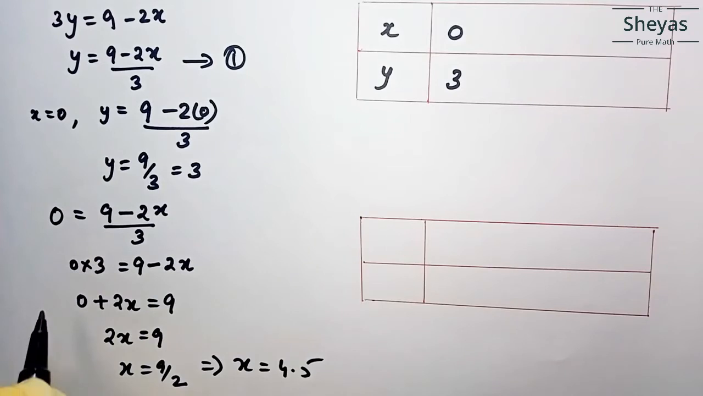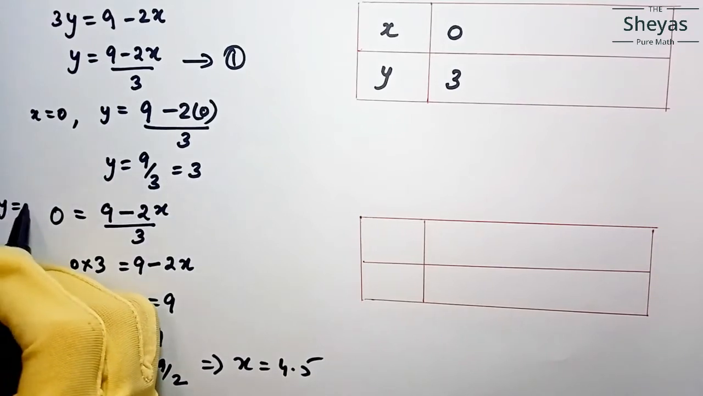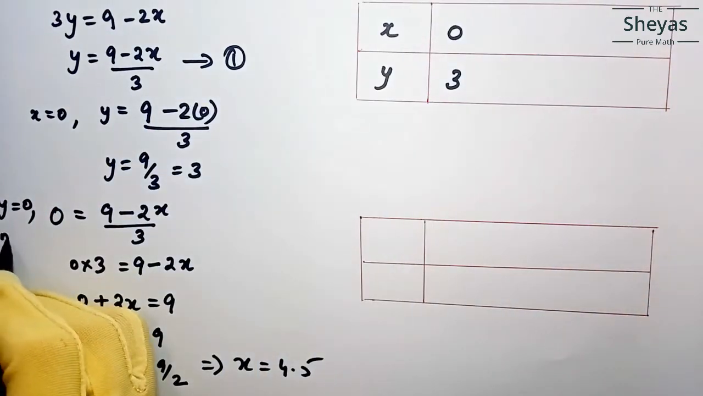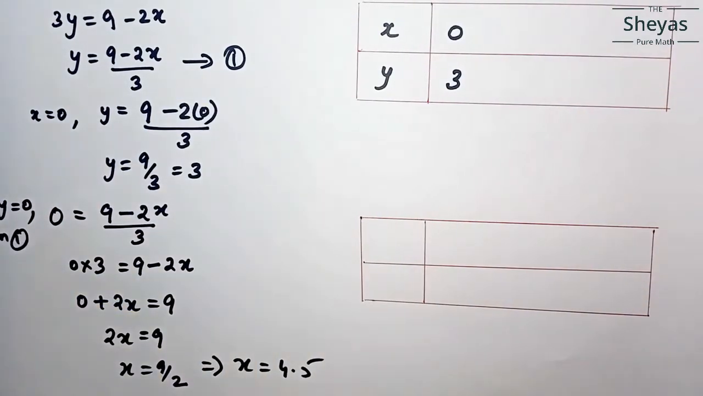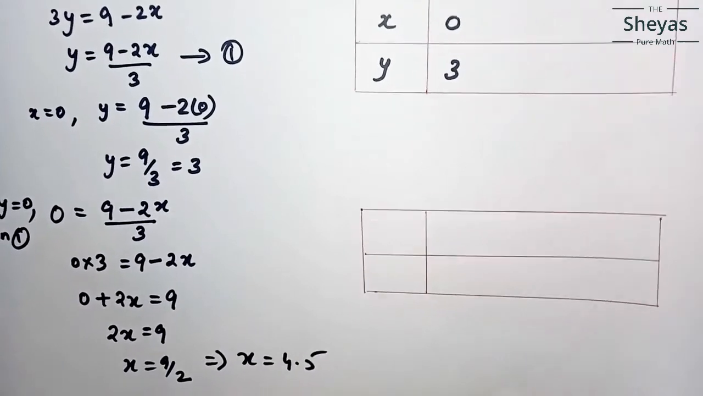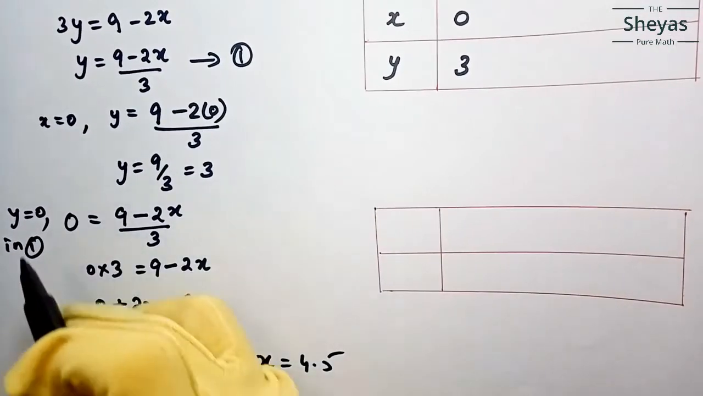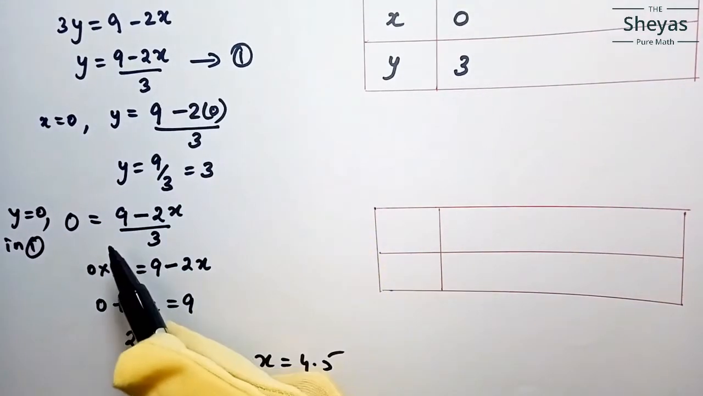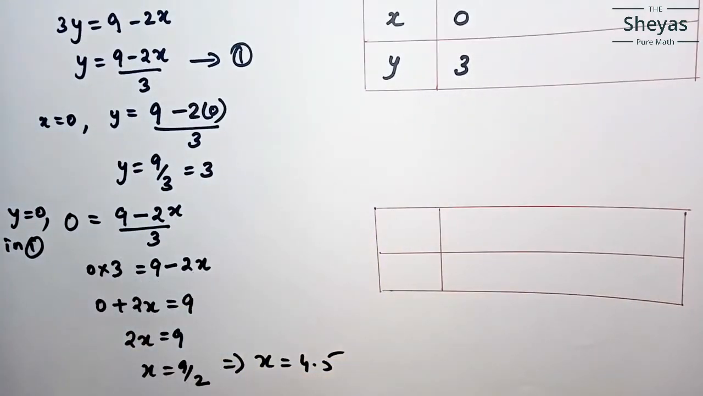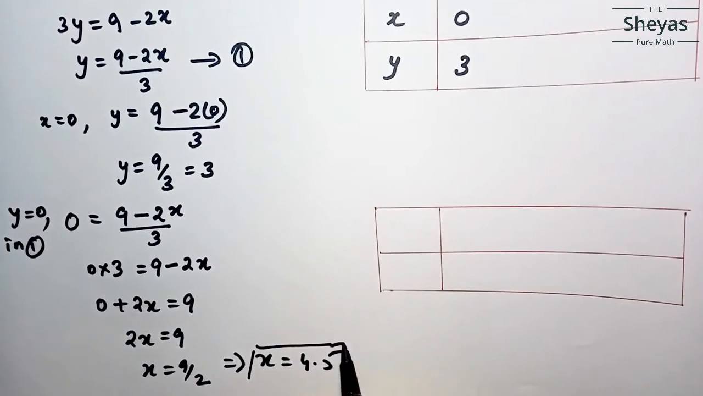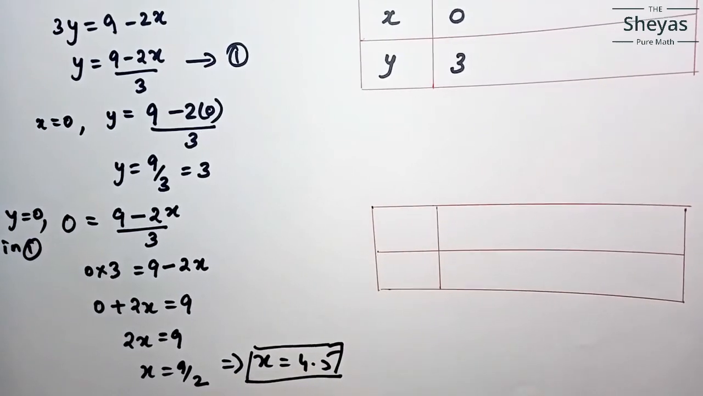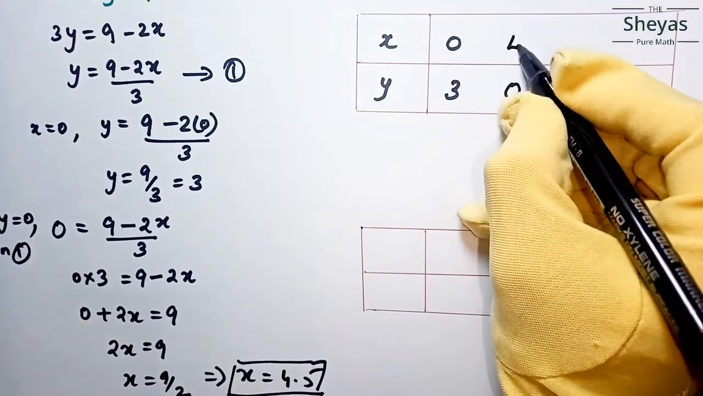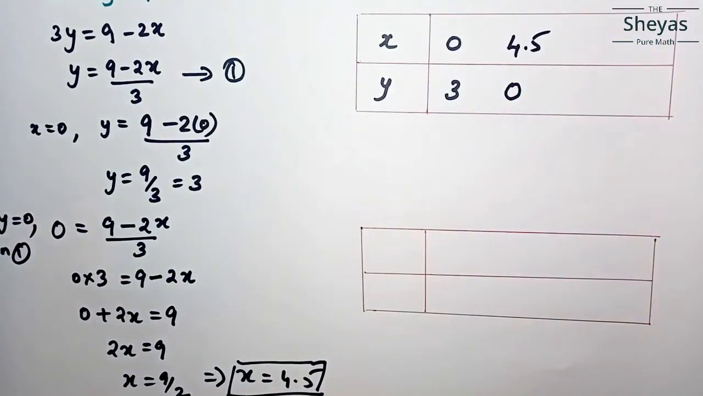So here, when y is equal to 0, you are getting this value, and you are putting it in equation 1. When you take y is equal to 0, you get x is equal to 4.5. So what will you write here? When y is equal to 0, you will be getting 4.5.